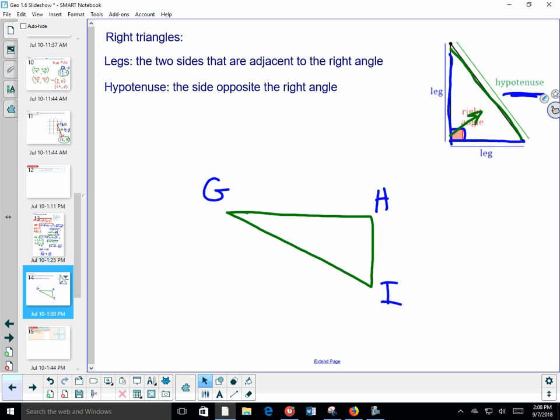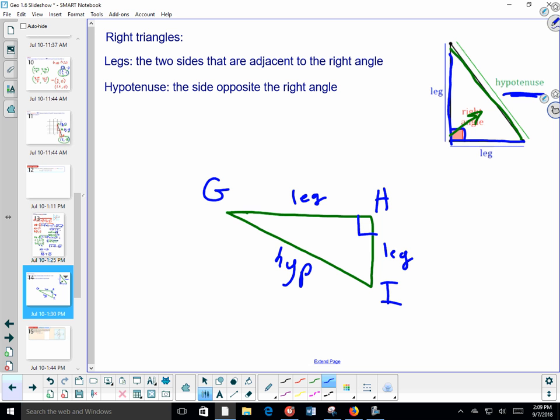I am. Okay, let's say that this is a right triangle. So I'm going to ask what segment is the hypotenuse of this triangle, Devin? GI. Segment GI, do people agree? All right, so this is the hypotenuse, and that means that segment GH is a leg, and segment HI is a leg. Everybody okay with this?